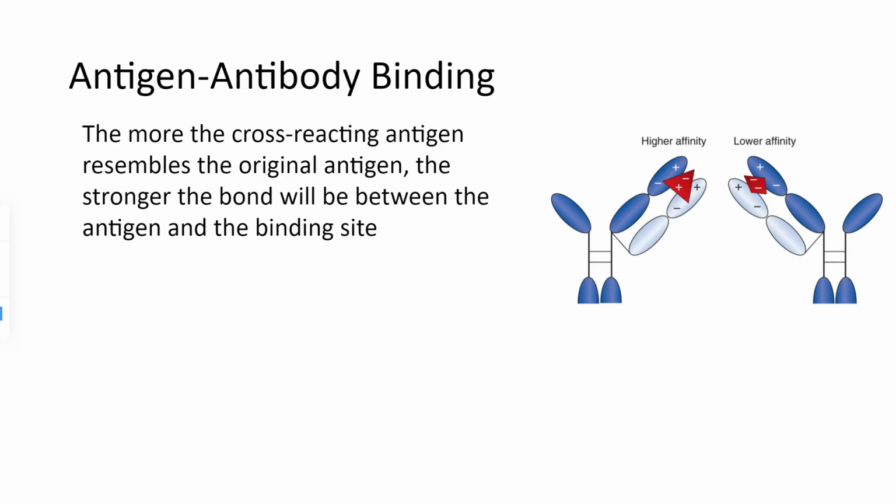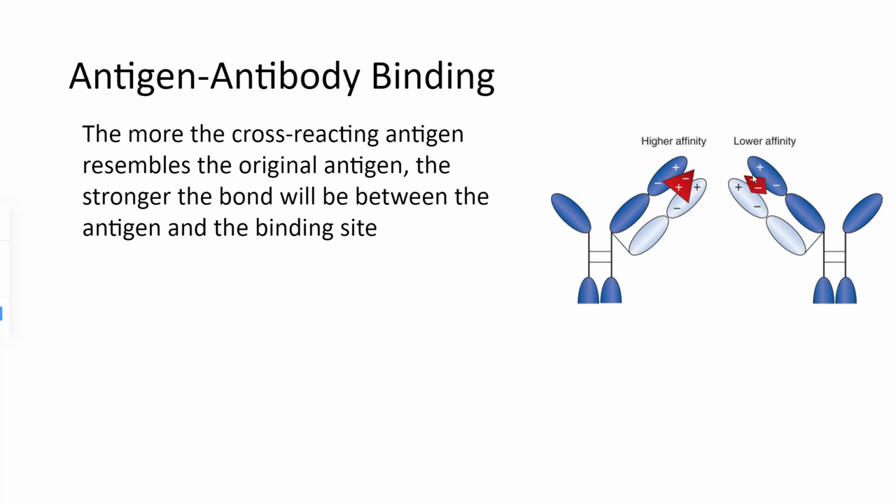So the more the cross-reacting antigen resembles the original antigen, the stronger the bond will be between the antigen and the binding site. So here is a picture of some antibody binding site, and then you can see the opposite charges and how they're lining up here and how opposites attract. So this one wedges in here, all happy. This one wedges in here because the negatives are going to enjoy having the presence of the positive here, and the positives are going to enjoy having the negative charge here. But here you can see this part is happy, but this part down here not so much, because negative charges are going to repel each other, so this is going to have a lower affinity.